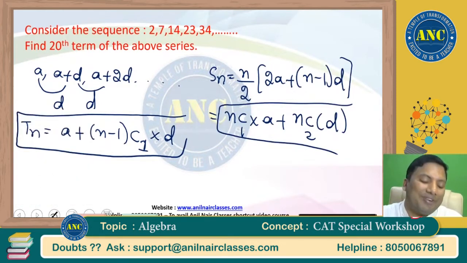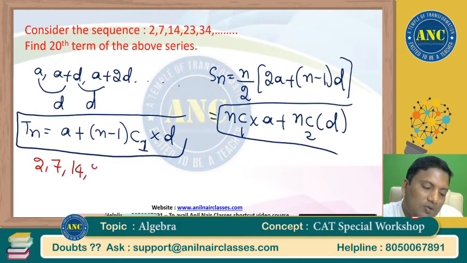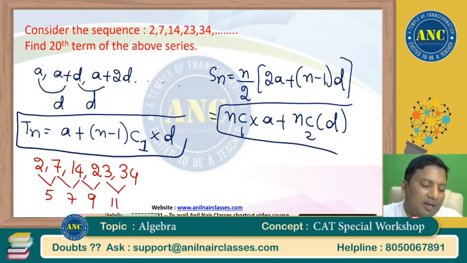This is the beauty of mathematics. 2, 7, 14, 23 and 34. Listen carefully. The differences are 5, 7, 9, 11. And here the second difference is 2, 2, 2, 2.